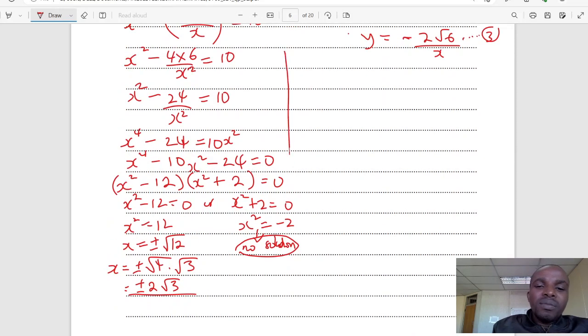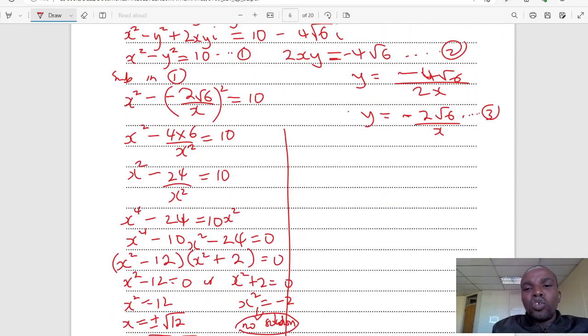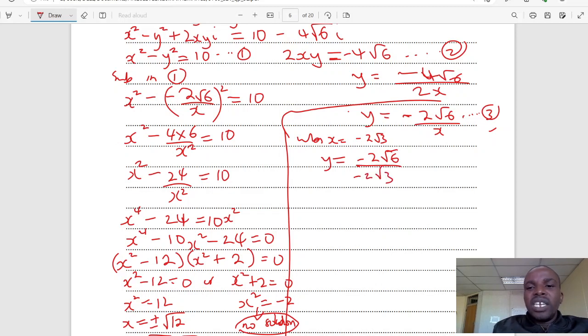What about my y? For y, you have to substitute in equation 3 here. So when x is equal to minus 2 root 3, what will be y? y will be equal to minus 2 root 6 over minus 2 root 3. Then the 2s cancel out. If you can find your calculator, you can make use of it: root 6 divided by root 3, you get root 2.